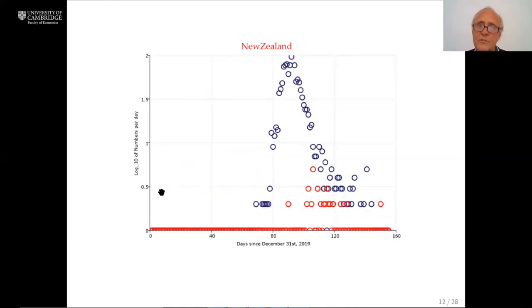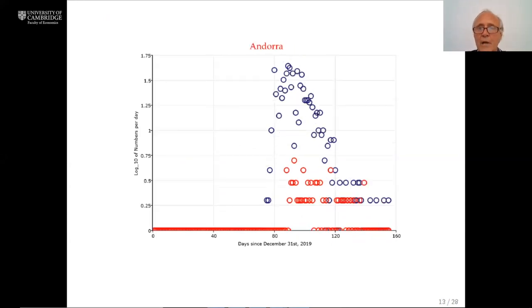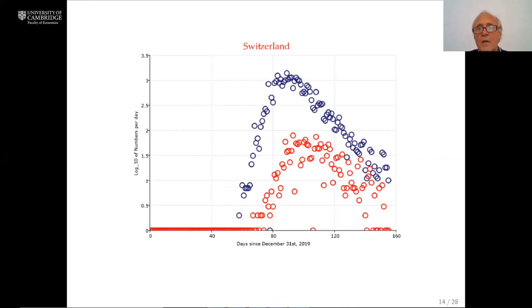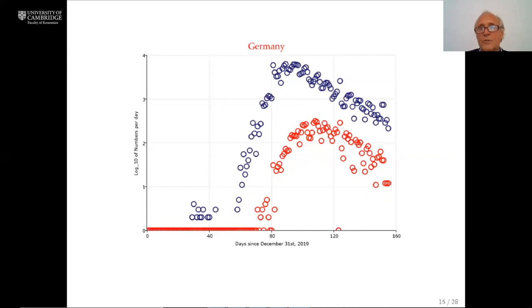So let's look at New Zealand. New Zealand had a very sharp, rapid increase in number of cases, and then also a relatively sharp, rapid decrease in cases, and now we're definitely in the negligible zone. Andorra, another small country, but landlocked, had a similar trajectory, roughly symmetric. Switzerland, a much bigger country, has a slower trajectory on the downside relative to the upside. Germany, similarly, is past its peak.